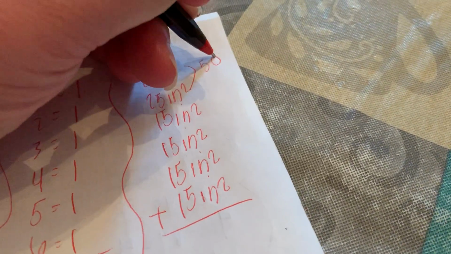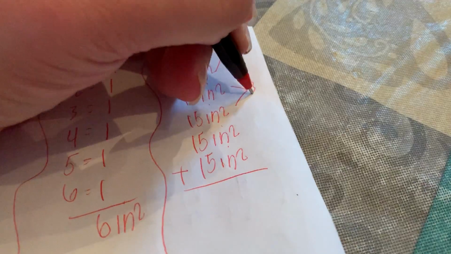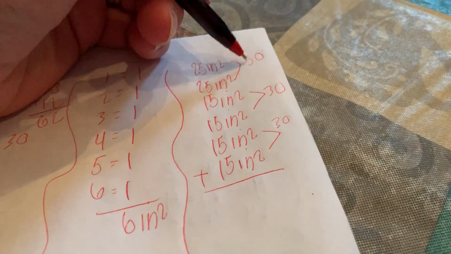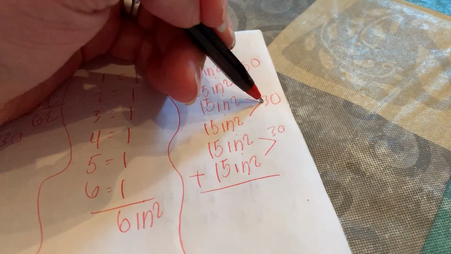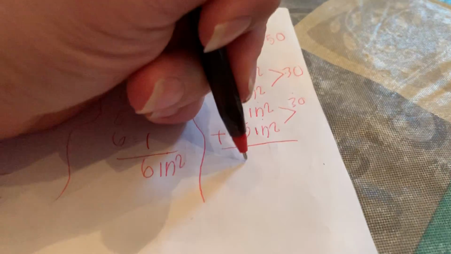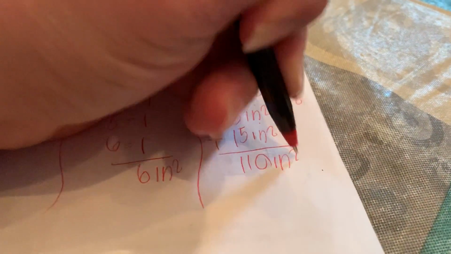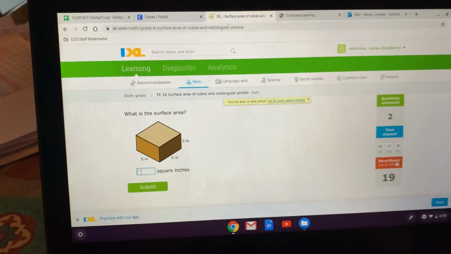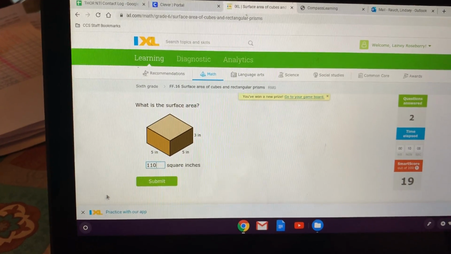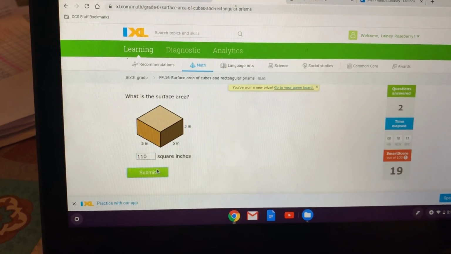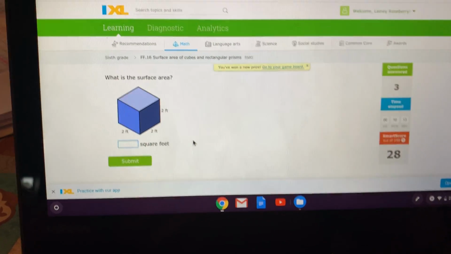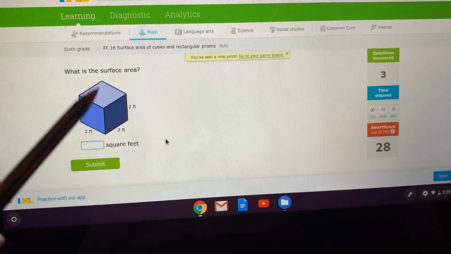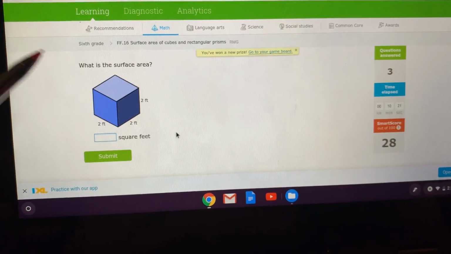25 and 25 is 50. 15 and 15 is 30. 15 and 15 is 30. So 50 plus 30 is 80. Plus 30 more is 110 inches squared. Come over here and type in 110. Click submit. Okay. And then there's a next one for us. Again, please make sure that you include all of the faces.